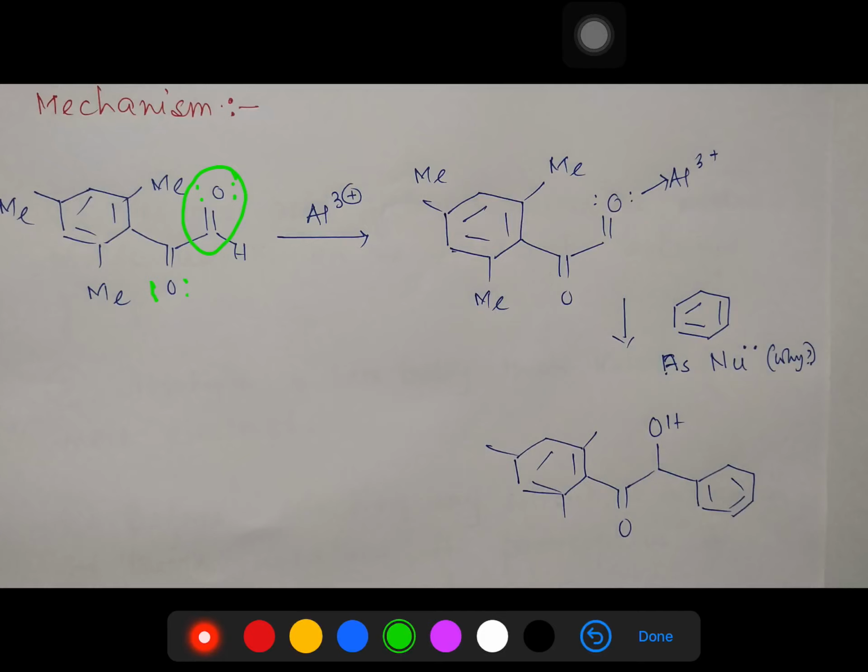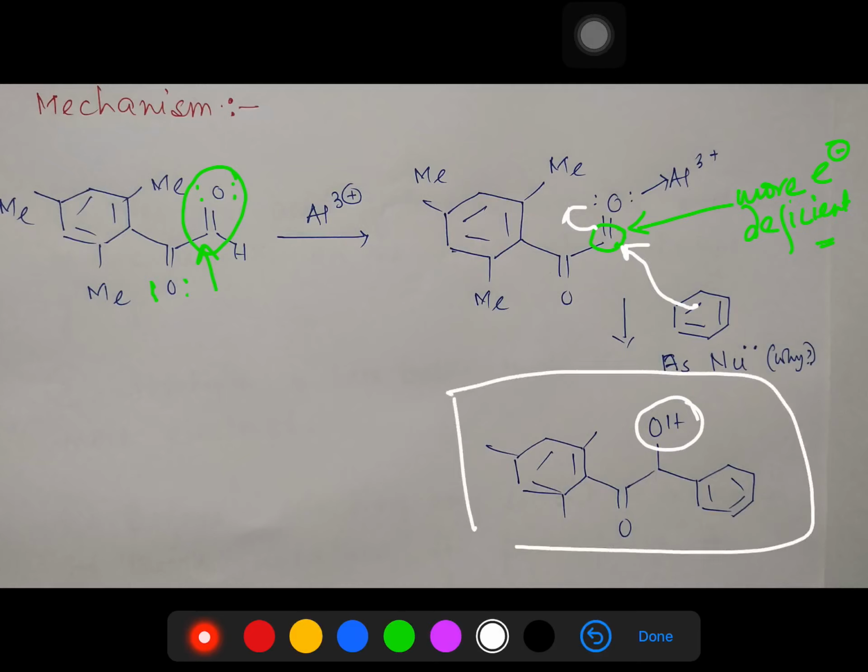That's why we are showing. After this coordination, previously it was electron deficient, and after this coordination it became more electron deficient. Benzene is not a good nucleophile, but because of the extreme electron deficiency of this carbonyl carbon, benzene acts as a nucleophile. It attacks and the ring opens up, and after workup it is converted into OH and aromaticity is gained for benzene. So this is the product.